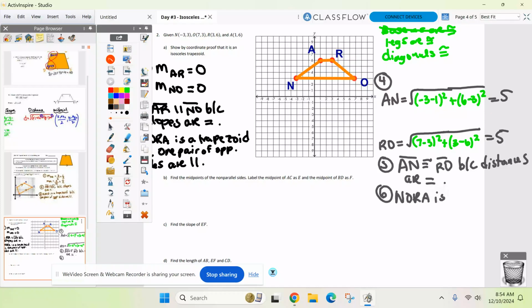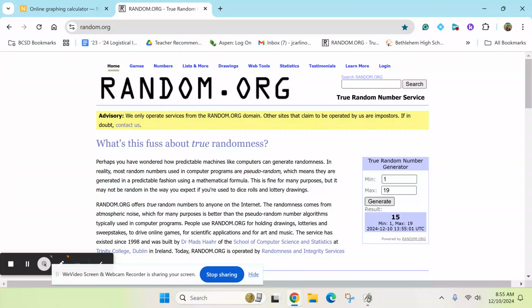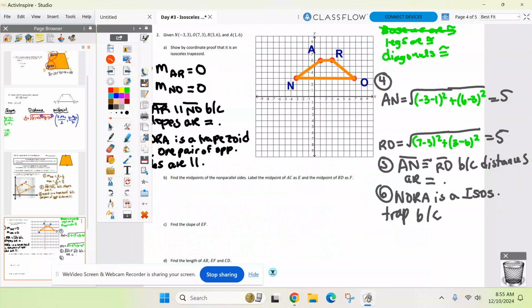NORA is an isosceles trapezoid. If you want to abbreviate, you can. I'm fine with that. Isosceles trapezoid because what property did we use? What property of an isosceles trapezoid did we just use? Zoe, back to you. We showed the legs are congruent. Done. You don't want to say diagonals congruent. We didn't do that. You don't want to say base angles congruent because we didn't do that.